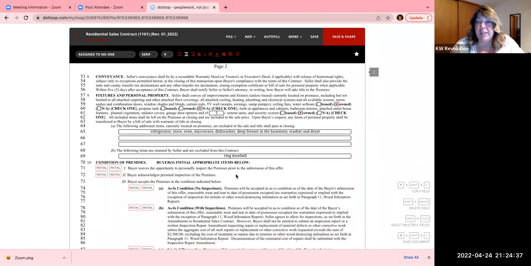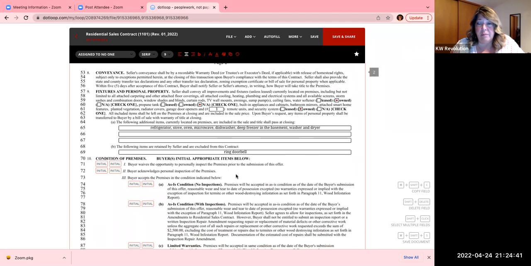Page 2 is really an important page. So we're going to go over that a little bit closely, especially starting with what comes with the house. We already have a lot of things written in here, such as TV wall mounts, awnings, things that have been added over the years.